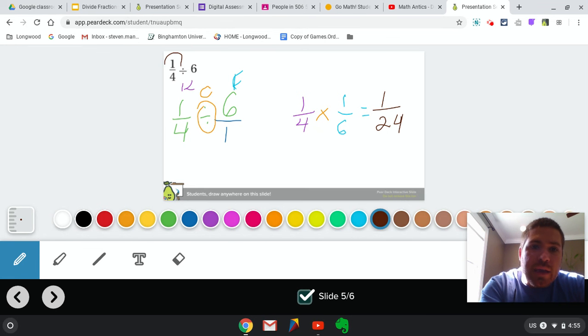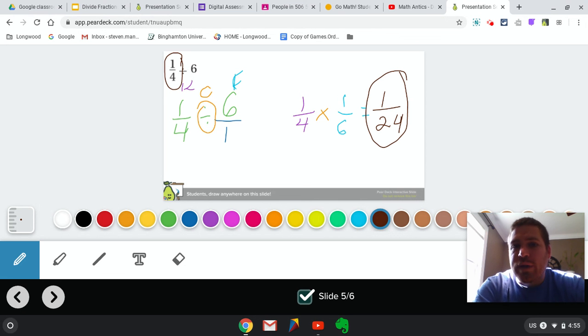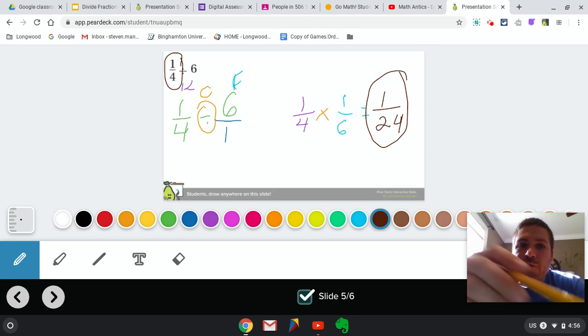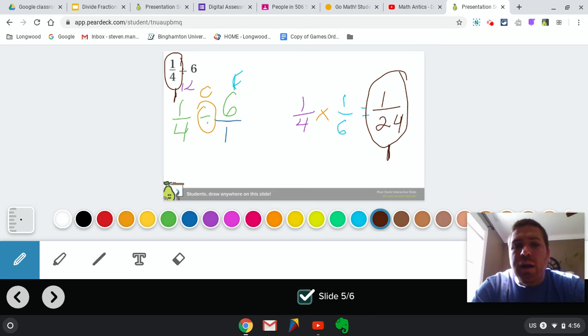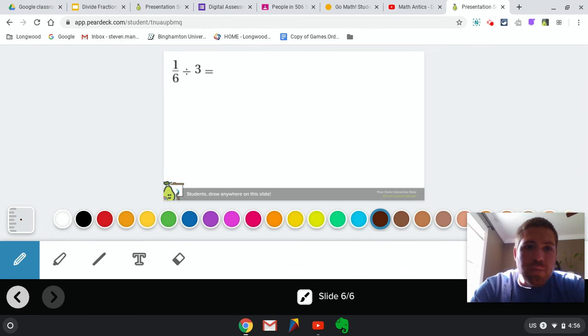Notice, again, we start with a fraction. Our answer is a fraction. So that's one way we can check and make sure we're in the right spot here. We could say, oh, look, I have a fraction to start. My answer is a fraction. I probably did this correctly. All right, last one.